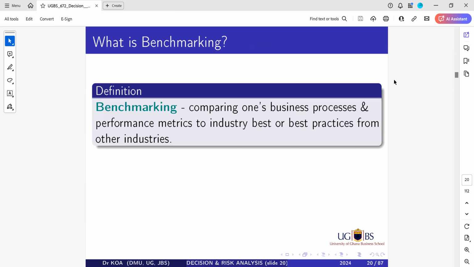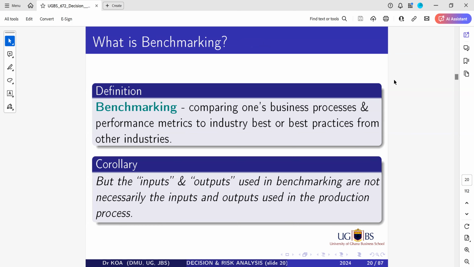Now, efficiency analysis is a benchmarking exercise, and that's why it's important to know what benchmarking is. Benchmarking basically deals with comparing one's business processes to an industry best or to the best practice from another industry. So you want to compare yourself to the average. You remember, the industry is the average. So you can take the average profit of the industry, from all the firms, and then you have a particular firm, and you compare whether that particular firm is more than the average or less than the average.